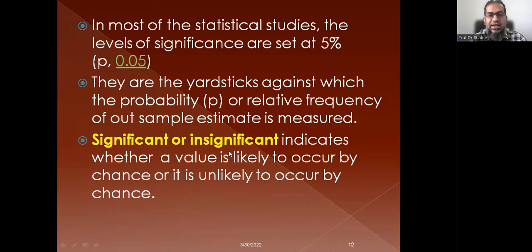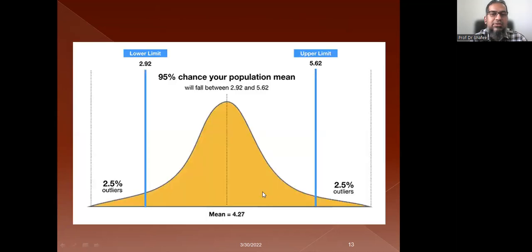Significant or insignificant indicates whether a value is likely to occur by chance or is unlikely to occur by chance. When we say that the value is occurring by chance, then the p-value will be more than 0.05. And when we say that the occurrence is because of the effect of the factor, then the p-value will be less than 0.05. Here you can easily understand this is the range of normality. You can see the sample mean is given and the population mean will fall in this range, 95% of the time, and 5% on either side. It will be divided into two parts, 2.5% and 2.5%. The chance of falling in this range will be 2.5%, and in this area 2.5%. The total is 5%, so it is beyond the confidence interval or confidence limit.